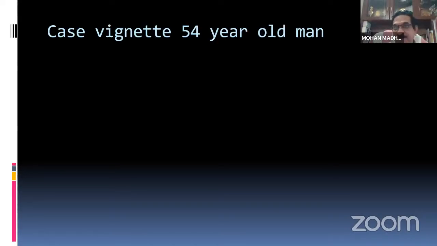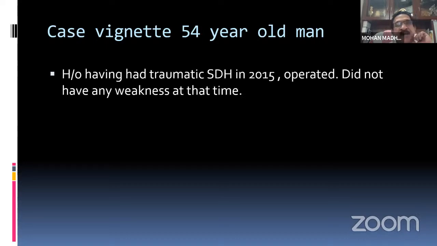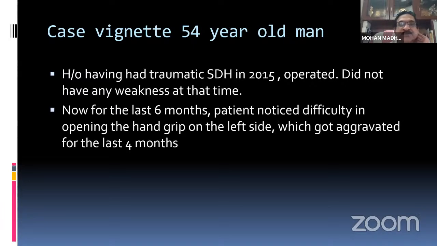Okay. I'll go to the next case. I'm showing you similar problems now in the next three to four videos. This is the story of a 54-year-old man. He had a traumatic subdural hematoma in 2015. Operated, did not have any weakness following that or at that time. So the story now starts 6 months back.